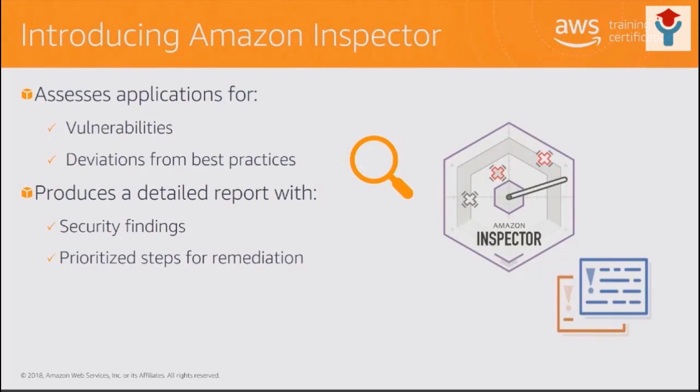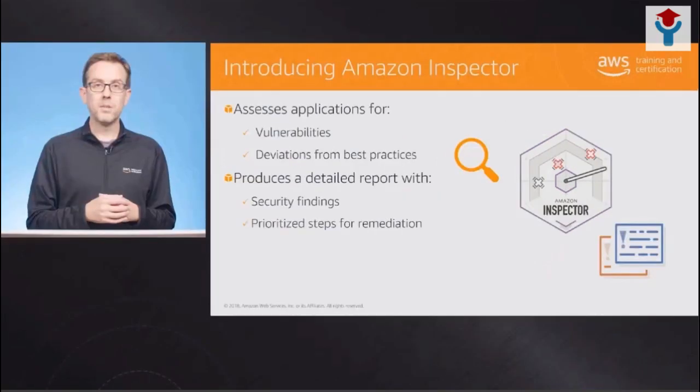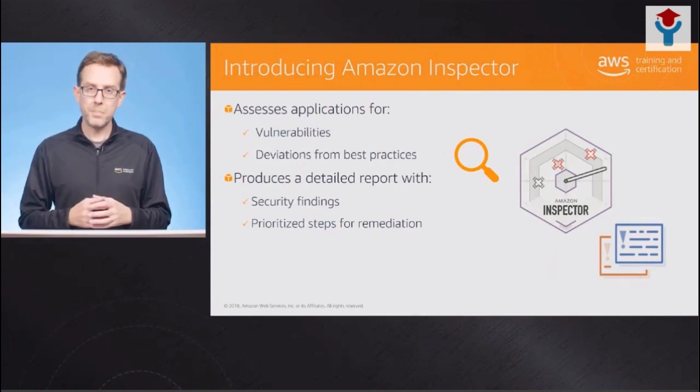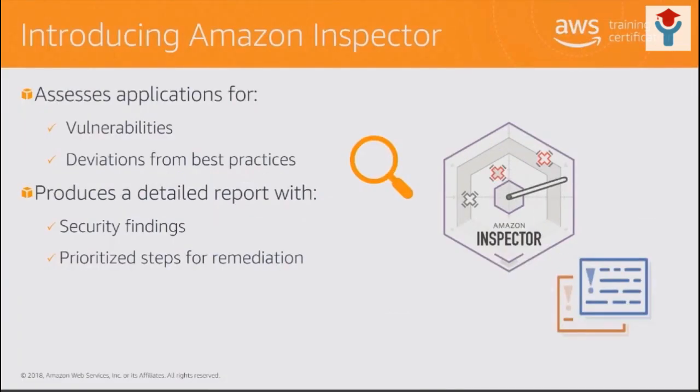Without an effective automated tool to perform security assessments, companies spend too much time doing manual assessments and run the risk of missing security vulnerabilities. Amazon Inspector can help address these issues. Amazon Inspector is an automated security assessment service that helps you improve the security and compliance of applications deployed on AWS. The service automatically assesses applications for vulnerabilities or deviations from best practices. After performing an assessment, Amazon Inspector produces a detailed report with prioritized steps for remediation.